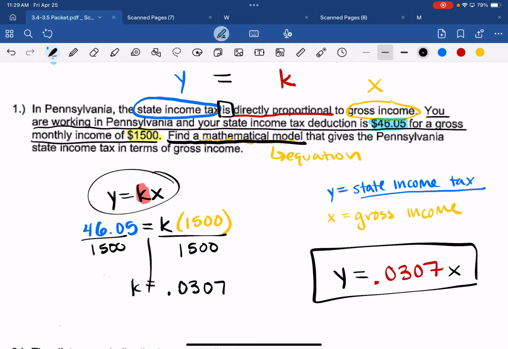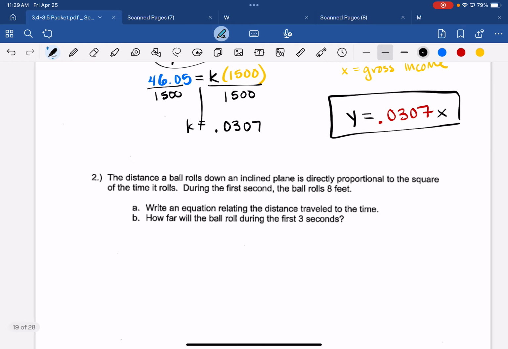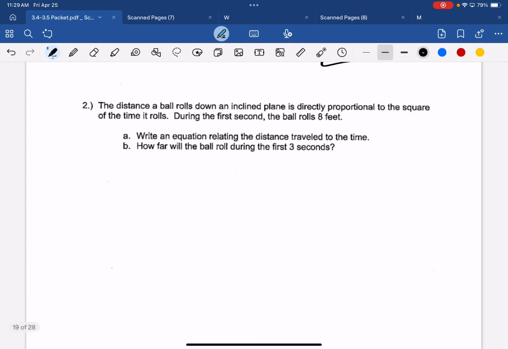All right. Any questions on that first one? Finding our equation? All right, let's do another one. Now, number 2 here is what most of your problems are going to look like. Most of your problems are going to have 2 parts like this. The first part being what we just did, finding a model. The second part is going to be you using that model to answer another question.